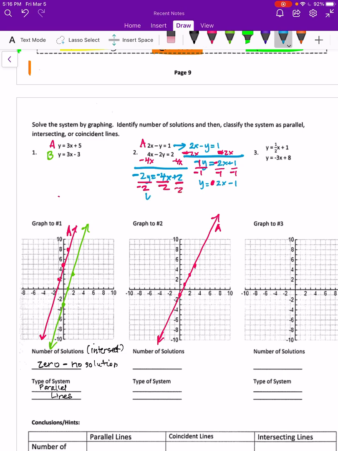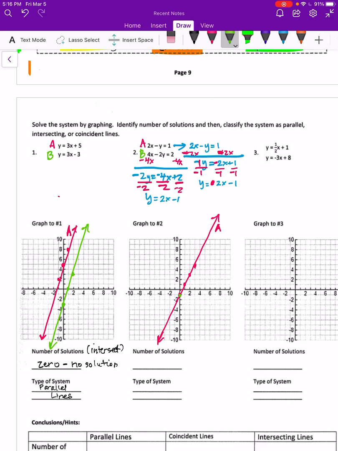And y equals negative 4 divided by negative 2 would be 2x. 2 divided by negative 2 would be negative 1. And look at that. It's the same line. So now I'm going to pick up the green. I'm going to label this B, and I'm going to do the same thing.